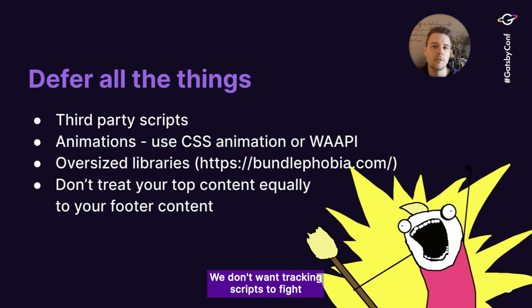We don't want tracking scripts to fight with the network of our users. So let's say I have to download 3 JavaScript files, 3 images, and then we have to download GTM, Facebook Pixel, whatever and whatever. This will slow down the whole website, basically for no user benefit. So be smart about this. What can I defer, what not?